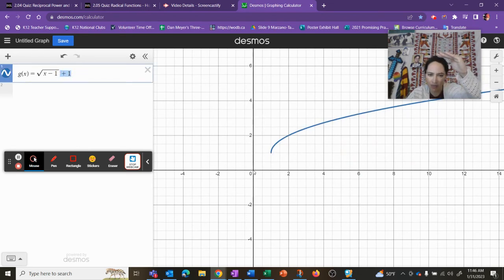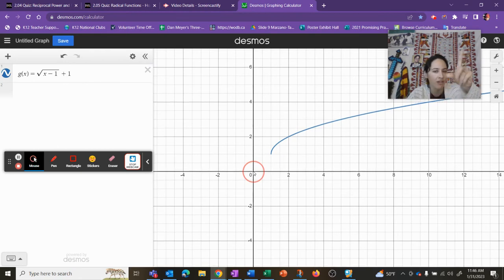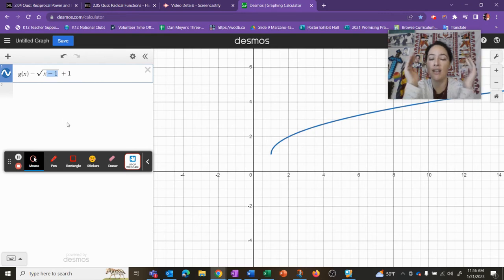Because remember, the regular parent function, the square root of x, was just down here and up. So now we're going to vertical shift it up 1. This inside, remember we didn't talk about it with sine functions because of the phase shift, but for radical functions, it's a horizontal shift. If it's a -1, then we shift it over to +1. So kind of the opposite.